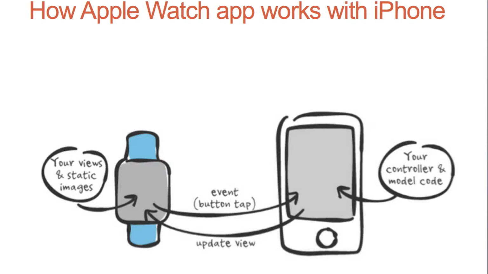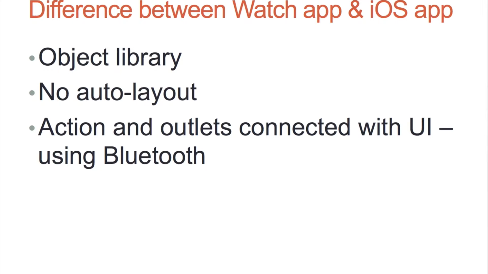When an event happens on the watch, all the logic calculation must be done on the iPhone, and then it sends the result back to the watch and updates the view. Sometimes when the phone receives some special event like a push notification, it will send it to the watch and show it on the watch as well. There are some differences between the Watch app and the iOS app.